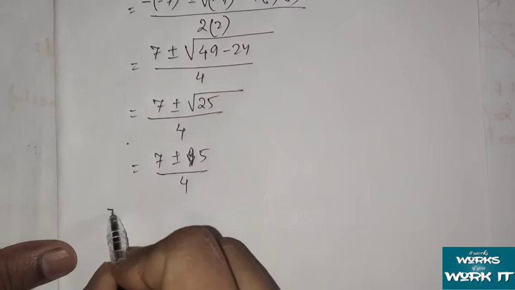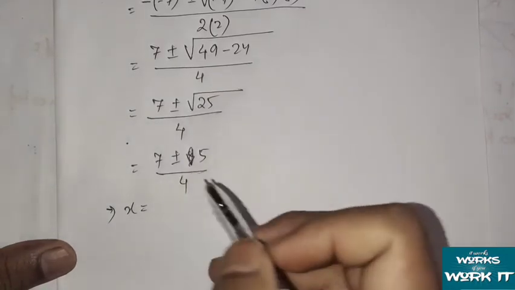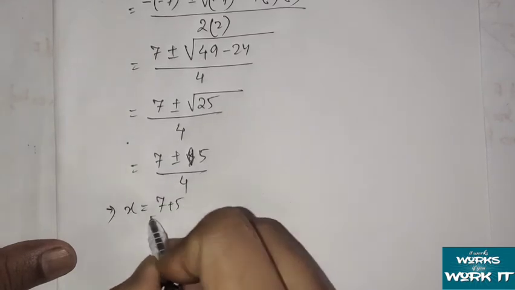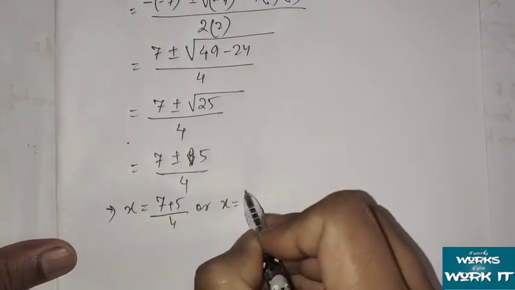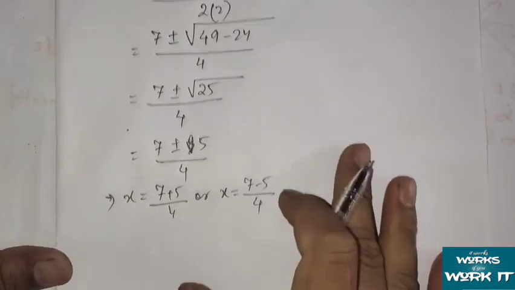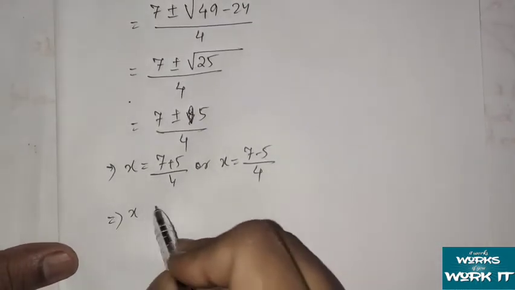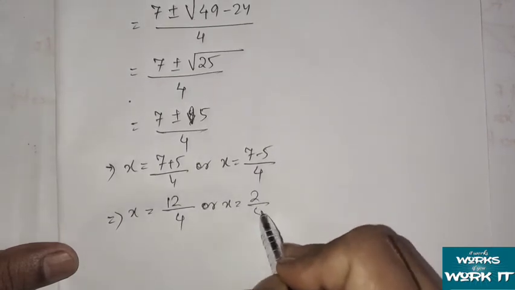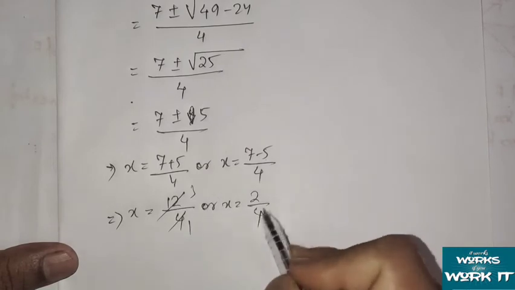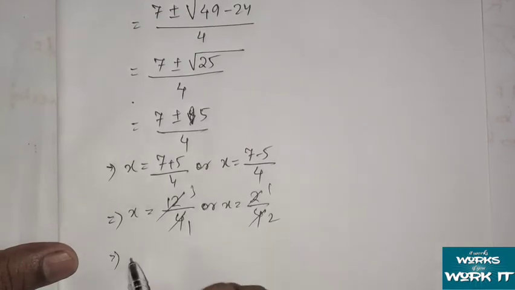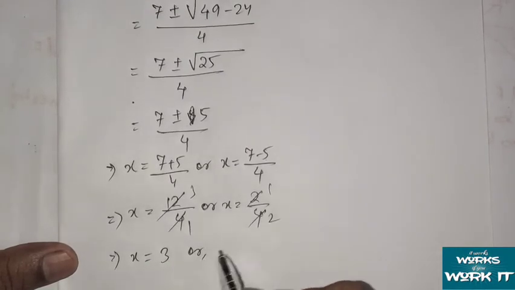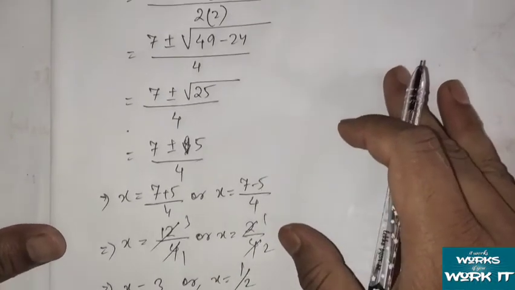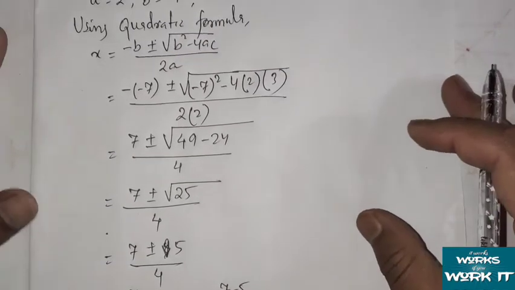Now we will pick up once using the plus sign, and once we will use the negative sign. So x will be equal to 7 plus 5 by 4, or x will be equal to 7 minus 5 by 4. So it will give us x equal to 12 by 4, or x equal to 2 by 4. So x value we are getting 3, and x value we are getting 1 by 2. So these are the two roots using the quadratic formula.